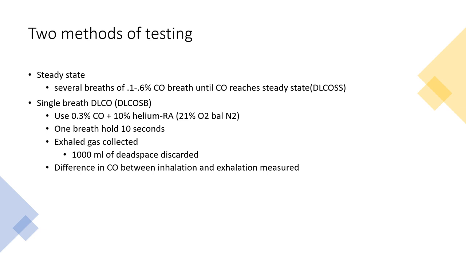So how do we test a DLCO? What's the procedure? Well, you can either do what's called the steady state, where you have them breathe at concentration until they reach a steady state, and then we're going to measure it there. Or what's most popular is the single breath DLCO. You're going to use, once again, a mixture of 0.3% carbon monoxide with 10% helium, room air, and the rest of it nitrogen.